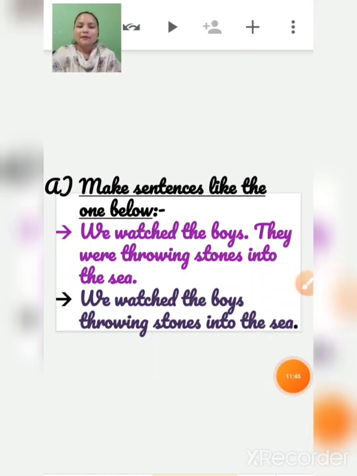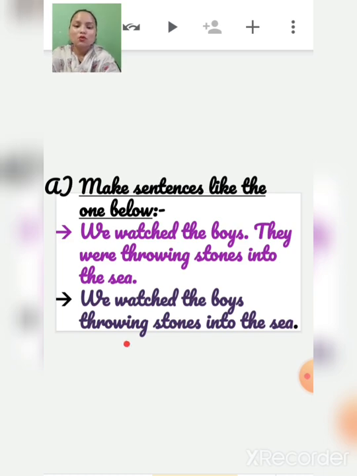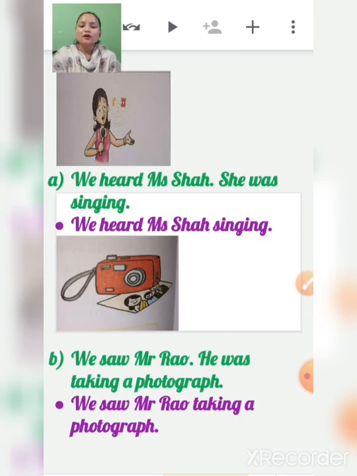Here, A, make sentences like the one below. We watched the boys. They were throwing stones into the sea. We watched the boys throwing stones into the sea. Action is continuous. Then we heard Miss Shah. She was singing. We heard Miss Shah singing.